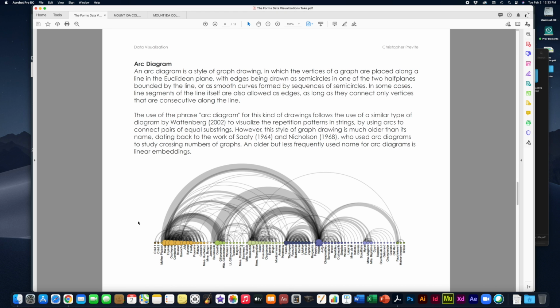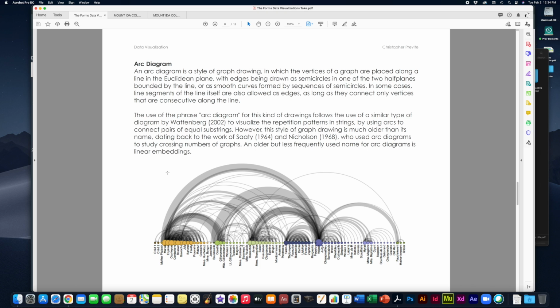It's all circular, right? The use of the phrase arc diagram for this kind of drawing follows the use of a similar type of diagram which was invented by Wattenberg in 2002 to visualize the repetition patterns in strings by using arcs to connect pairs of equal substrings. However, this style of graph drawing is actually much older than the name that was given to it. It's much older than 2002, and it actually dates all the way back to 1964 and 1968 with these two people, Saaty and Nicholson, who used a type of arc diagram to study crossing numbers of graphs.